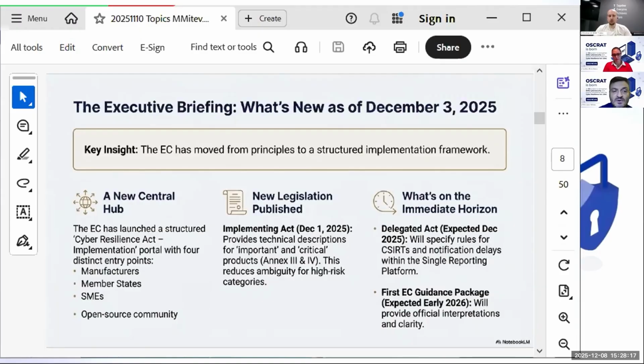Third, more updates are coming soon. A delegated act is expected by the end of December 2025. Also, the first official guidance package from the Commission is expected in early 2026, which will help organizations understand how to meet the requirements.